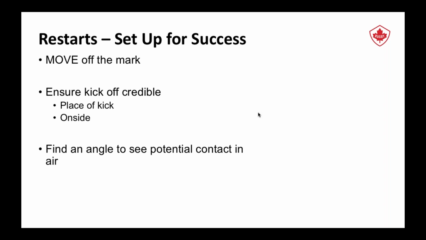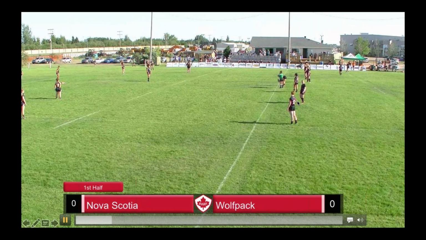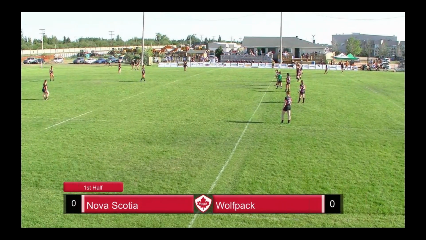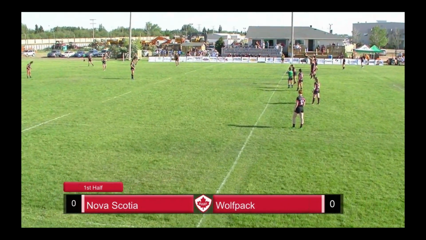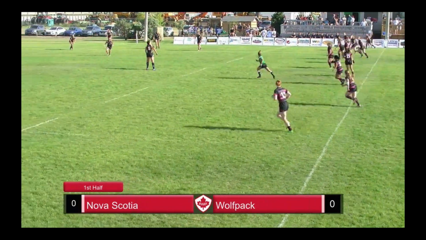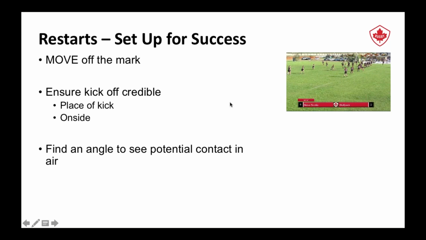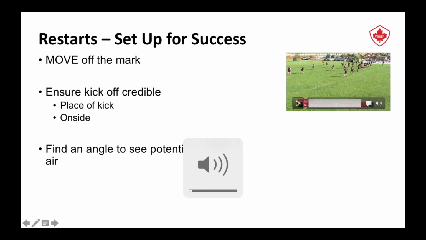And then finally, we want to make sure we put ourselves in the best position to see our potential contact in the air. So we'll take a look at a couple of video examples. So as we do for most of these presentations, we'll watch the video through and then we'll come back and take another quick look at some of the content of the clip and unpack it a little bit.